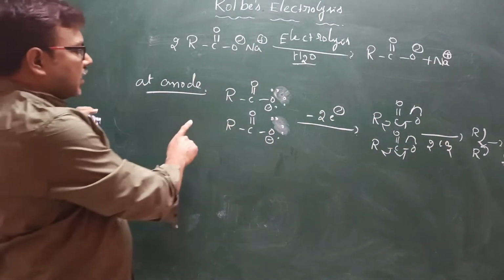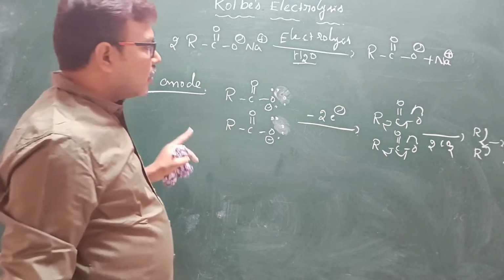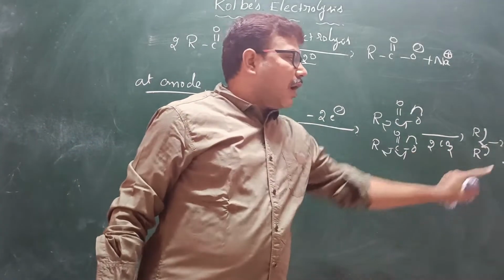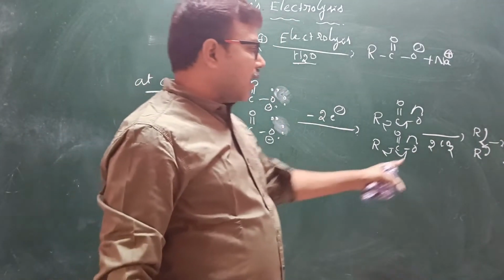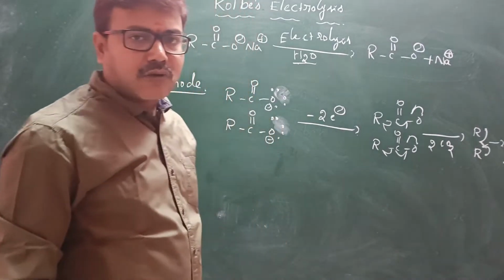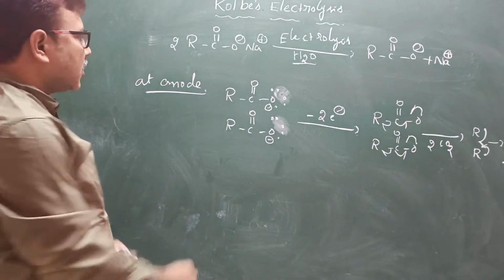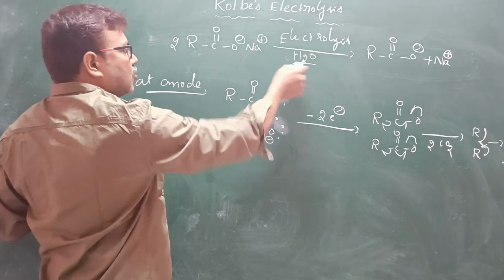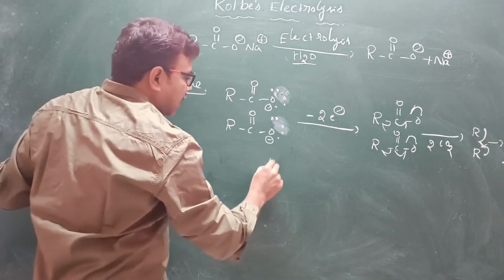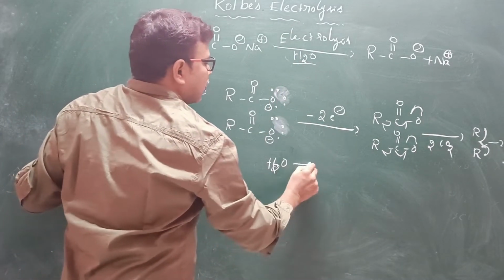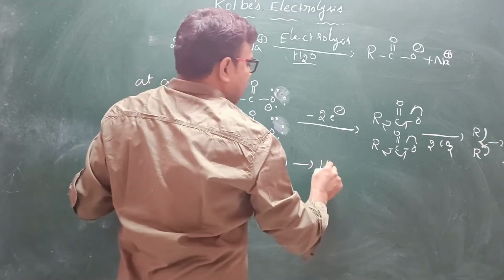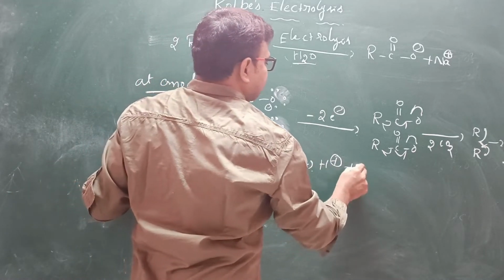Okay, so the reaction takes place in the presence of an anode. At the anode, alkane is liberated and carbon dioxide gas is also liberated. So the reaction takes place in an electrolytic solution. Solution means water, which undergoes dissociation into H plus and OH minus ions.